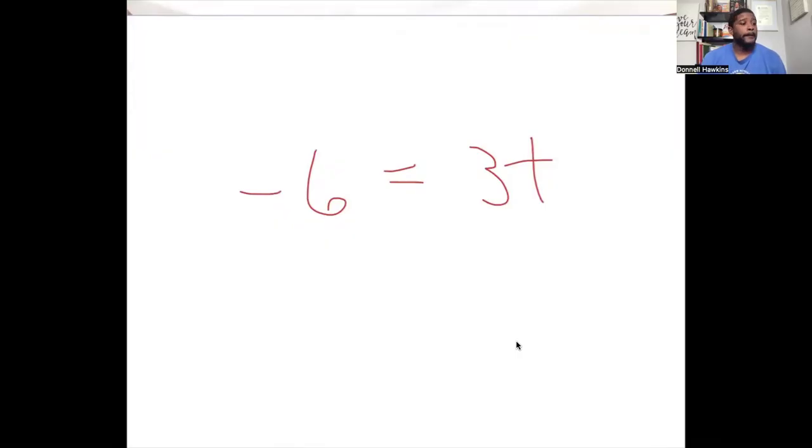So if you see right here, I'm going to read this, follow my cursor of how I read this problem. -6 equals 3 times t. You know what? There's a plus sign, so let me go ahead and fix this right quick. Let's say x. 3 times x, okay? So the goal is to get x by itself. This is 3 times x, okay?